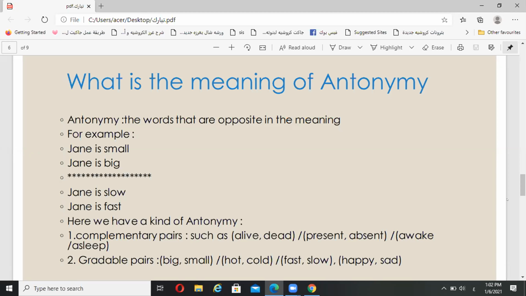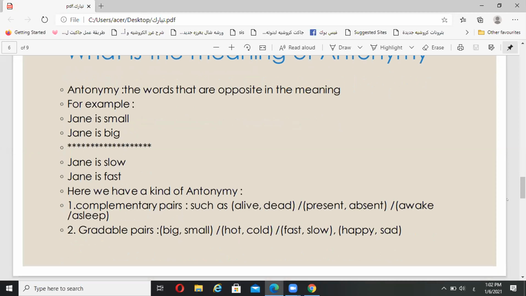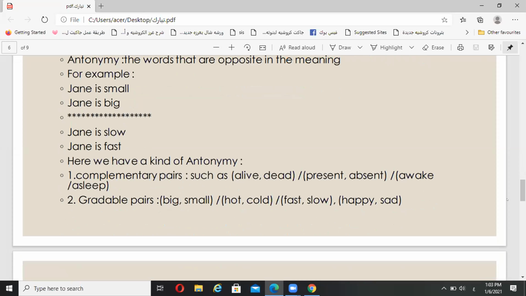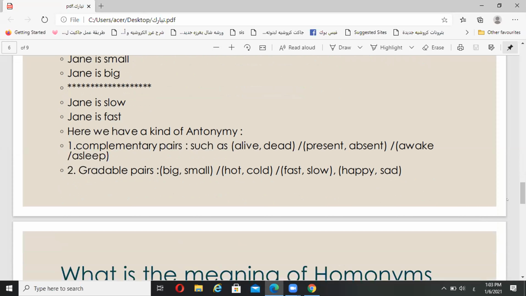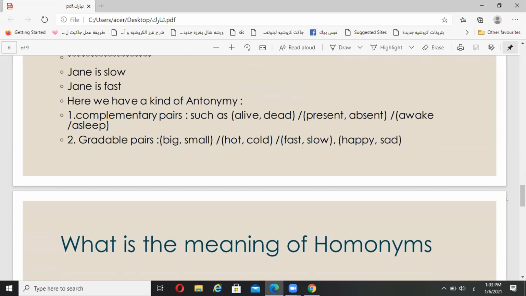Here we have antonymy. Antonymy means words that are opposite in meaning. So when we say John is small, John is big, we all know that big and small are opposite words. Also, John is slow, John is fast. You know that slow and fast are opposite words.